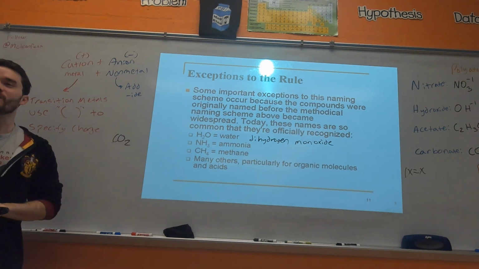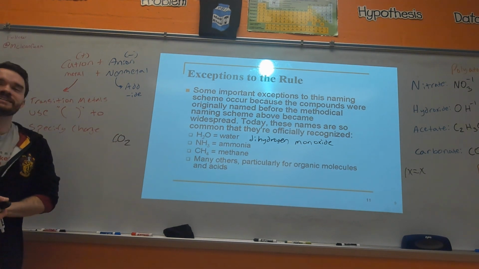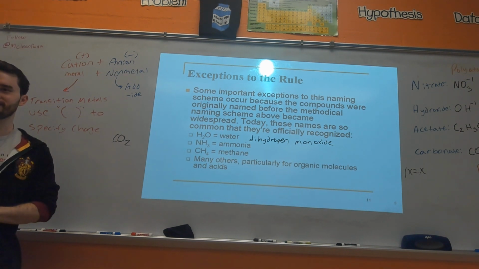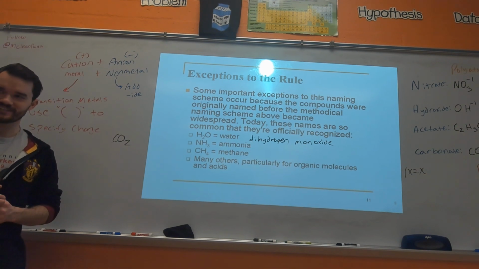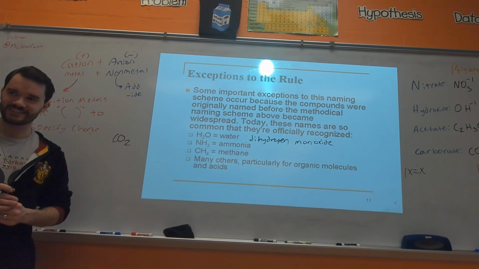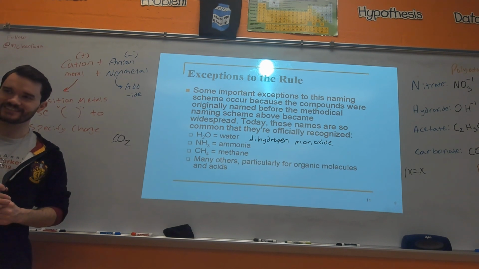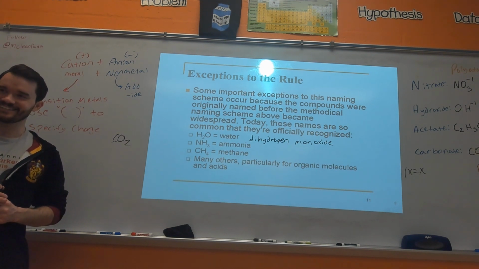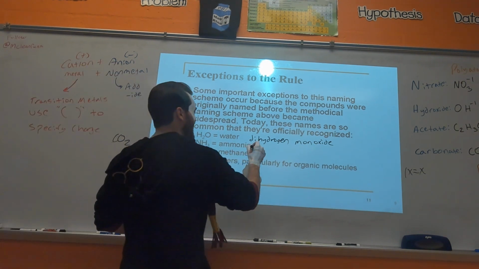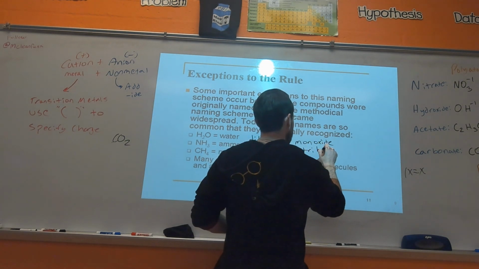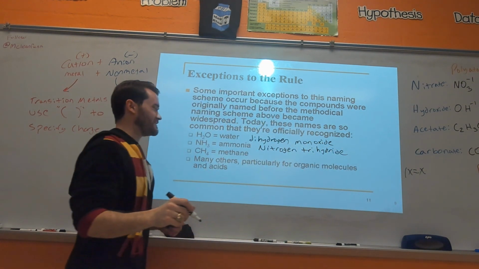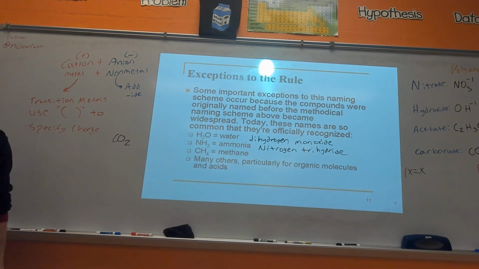NH3, that's ammonia. If you were to name that properly, what would that technically be? Nitrogen trihydride. Yeah. Trihydride. It's kind of a goofy one. But we just call it ammonia. Yeah, good. For the first one, for oxygen, you put monoxide. Why didn't you put monoxide?